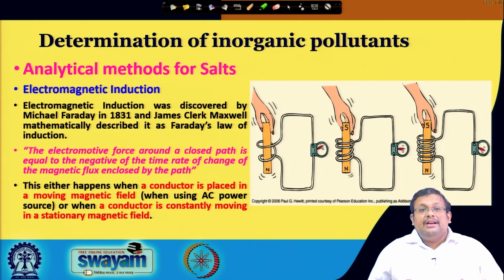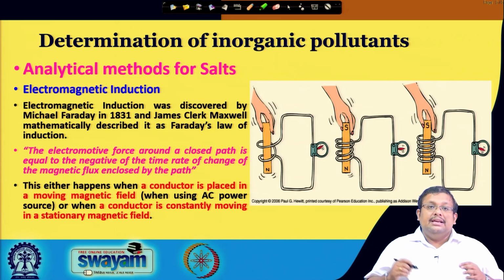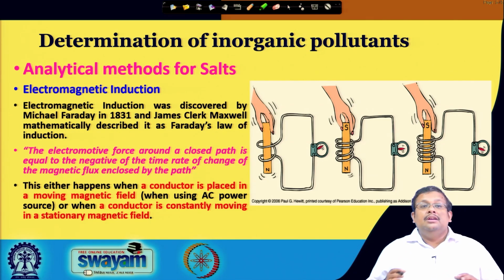In simplified form, this could be achieved when a conductor is placed in a moving magnetic field. This situation can arise when we place a conductor in a moving magnetic field, for example when using an AC power source, or when a conductor is constantly moving in a stationary magnetic field. So, there are two ways through which we can realize Faraday's law of electromagnetic induction. Let us see in the next slide.